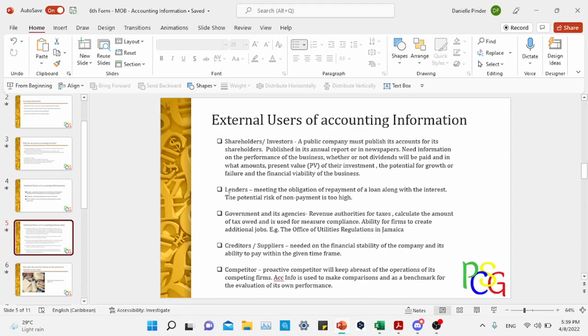But in terms of the government and its agencies, it also shows the ability of the firms to create additional jobs. And one of the agencies that regulates all of these taxes and whatnot, in Jamaica, is the Office of Utilities Regulation. And I'm sure that you know of it. So yeah.